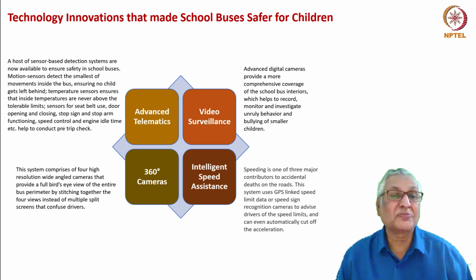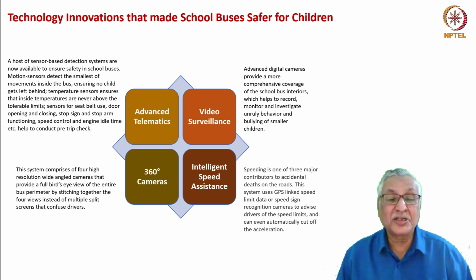A host of sensor based detection systems are now available to ensure safety in school buses. Motion sensors will detect the smallest of movements inside the bus, ensuring that no child gets left behind ever. Temperature sensors will ensure that inside temperatures are never above the tolerable limits. Sensors for seatbelt use, door opening and closing, stop sign and stop arm functioning, speed control, and engine idle time, etc., help to conduct pre-trip check.